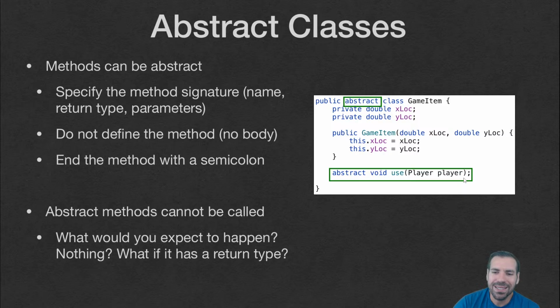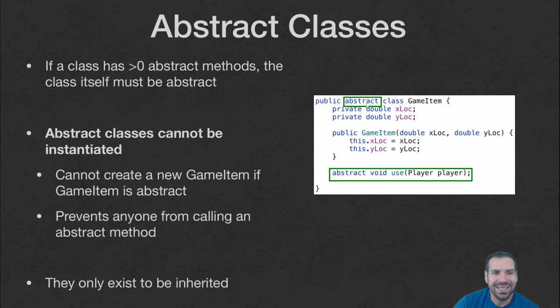It has no definition. And since the method can't be called, if your class has at least one abstract method in it, then the class itself has to be abstract. And if you have an abstract class, you cannot instantiate that class. So you cannot create objects of type GameItem, meaning you cannot say new GameItem if GameItem is abstract. Not allowed, because if you could have an object of type GameItem, you might be tempted to call the use method, and you're not allowed to call it. So Java just says, just in case you might possibly call this method, we're not going to let you create objects of this type at all.